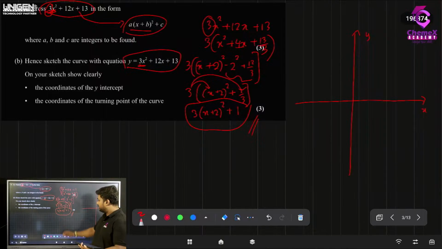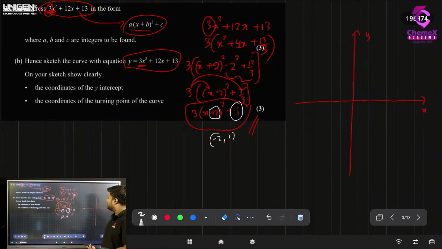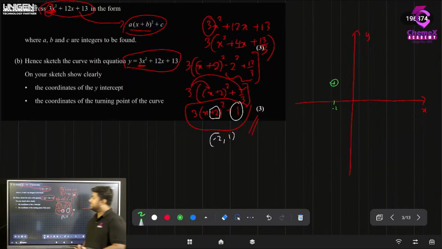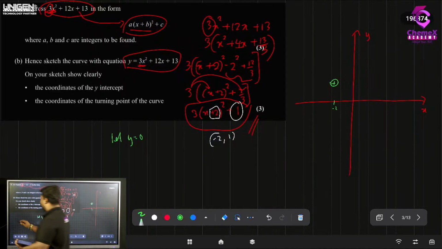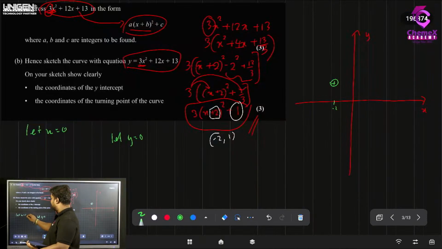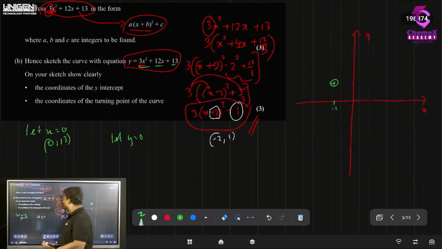What is the turning point? If you know well, the turning point is the opposite of this. It's minus 2 comma 1, right? The 1 is actually from here. So minus 2 comma 1 is somewhere here. Minus 2 is here, 1 is somewhere here, right? Okay, so that's the turning point. Next we need to let y be 0 and solve it and find x. And the other one is let x be 0 and find y. So if x is 0, y is 13. So 0 comma 13 is that coordinate. So I can just label it. 13 is somewhere here, let's say. Okay.